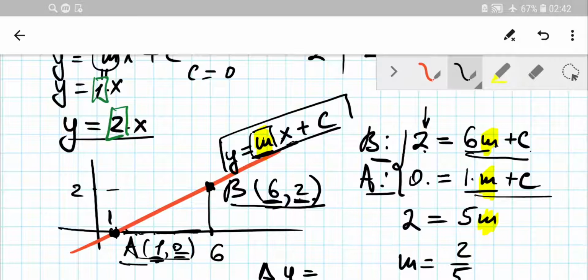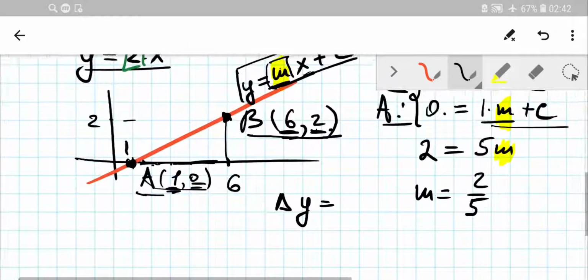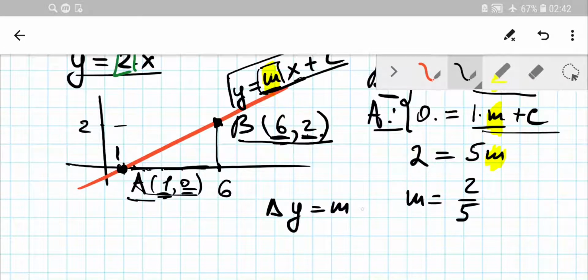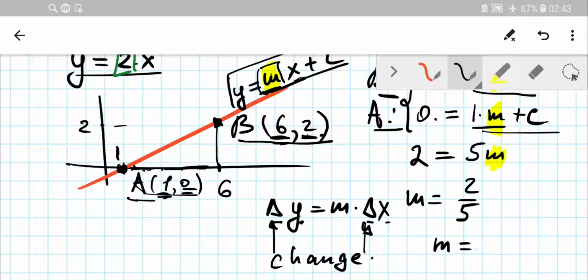Because m is the common factor when we're subtracting, we actually have m and change in x, right? Those delta symbols are used as change in corresponding values. So here is the change in y coordinates and here is the change in x. Generally, we understand that the m coefficient turns out to be the ratio of change in y over change in x.